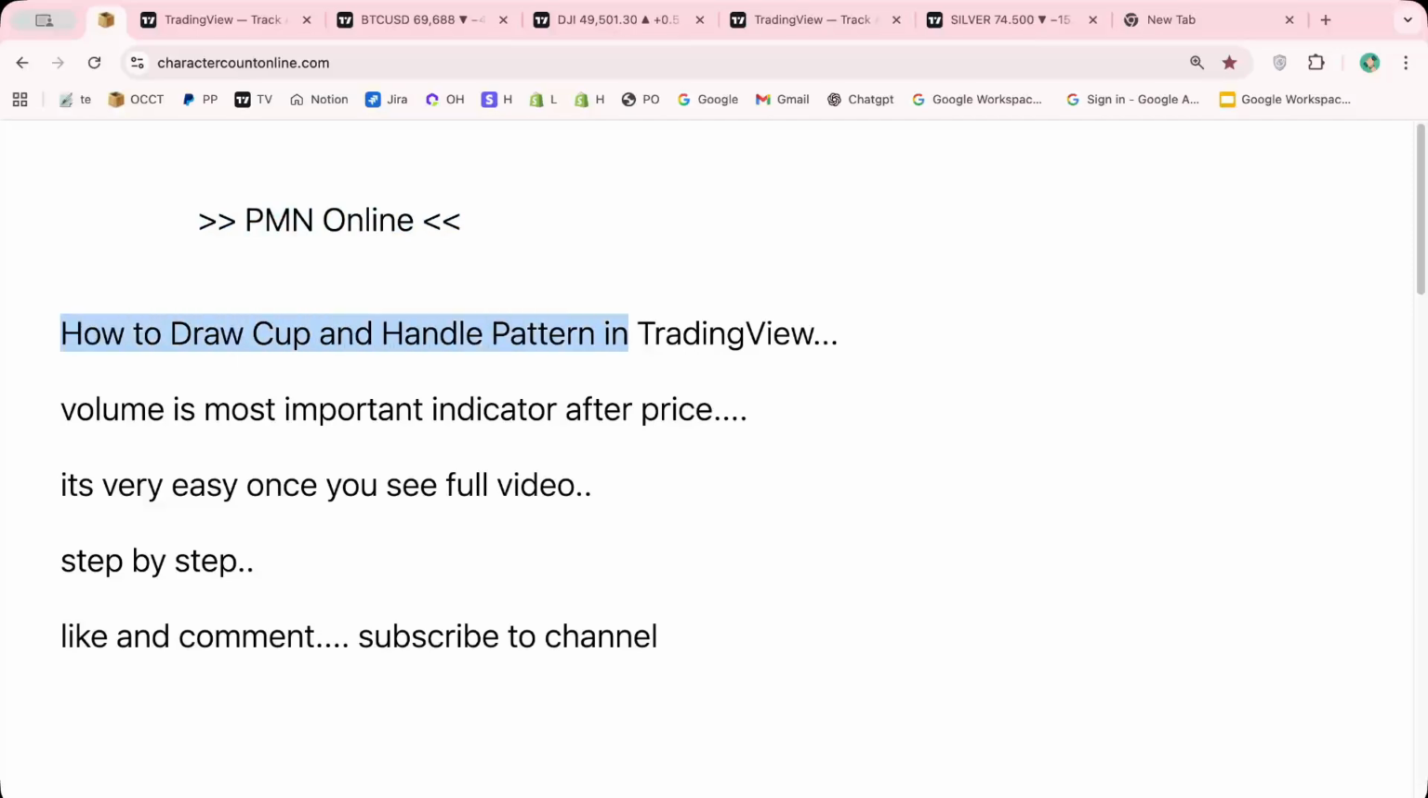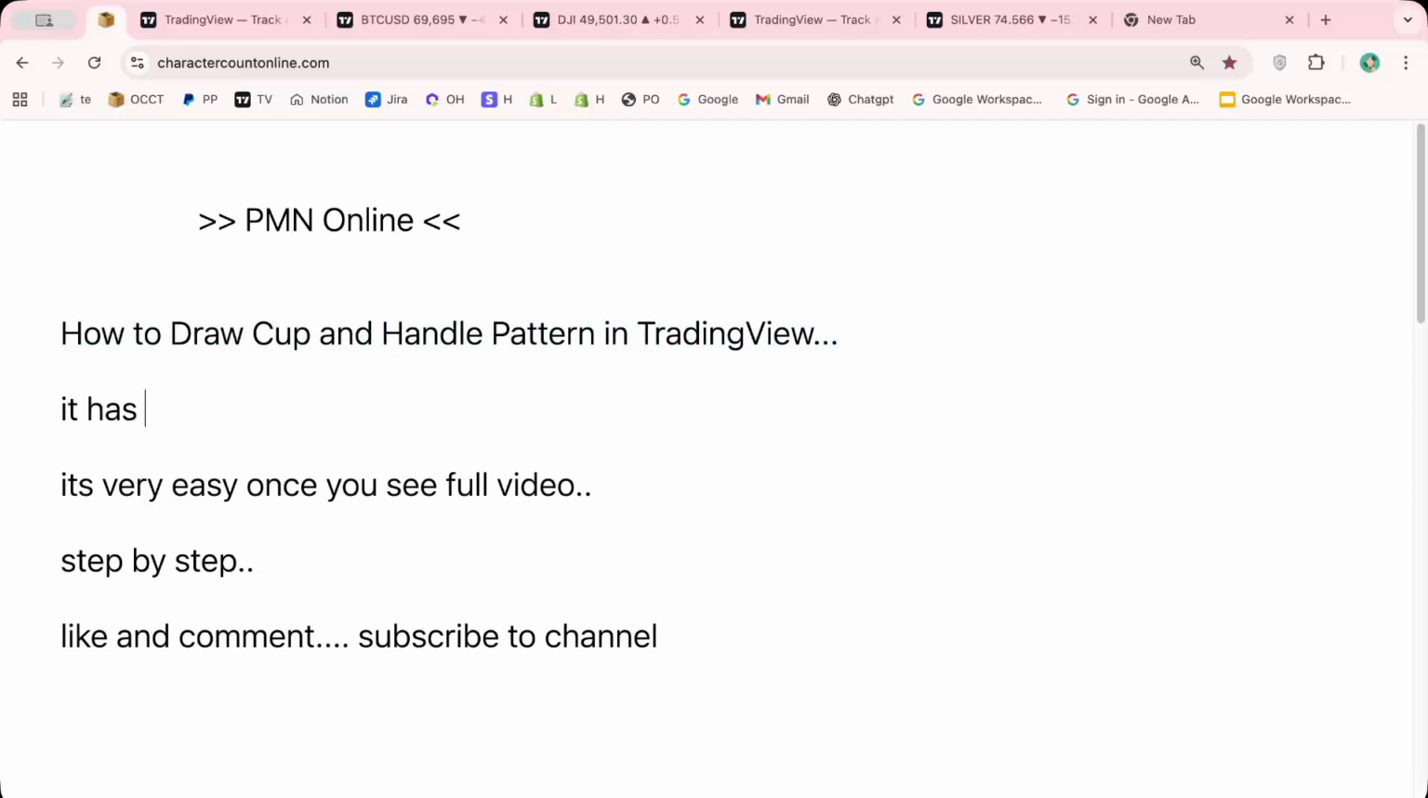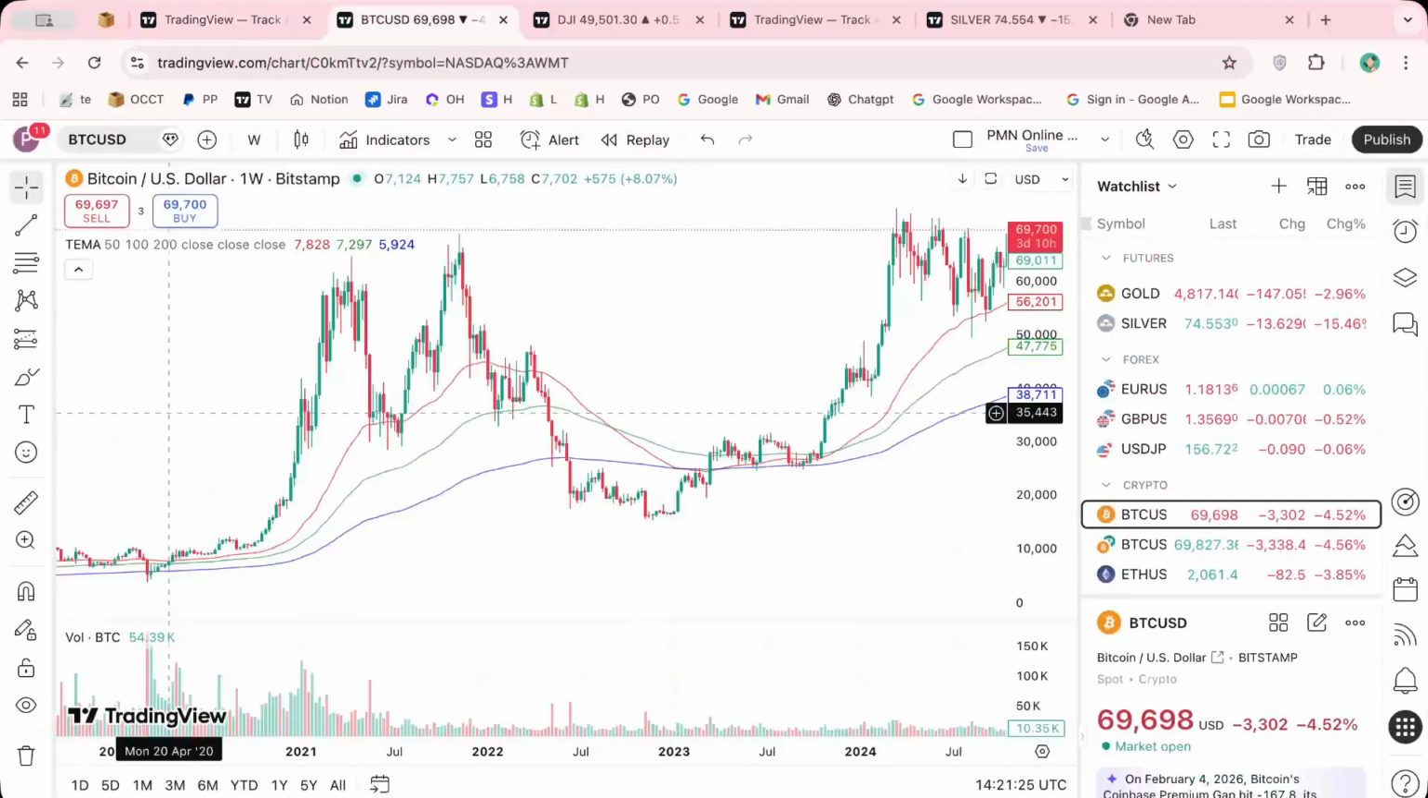In this tutorial, we will learn how to draw a cup and handle pattern in TradingView. This pattern is a favorite among traders, as it helps in spotting potential buying opportunities. So, let's dive right in and learn how to draw and analyze this powerful pattern on your chart.